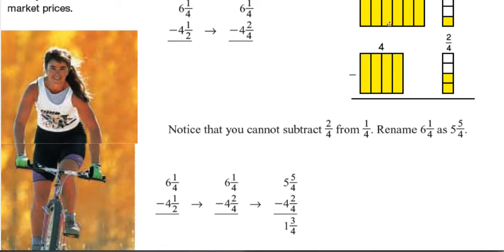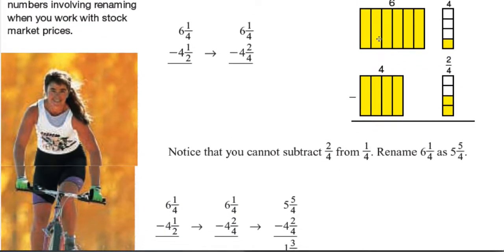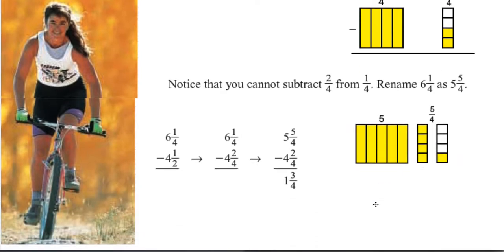So we have that 6 1/4 right here. Look at this, the 6 1/4. One unit of the sixes has been divided into fourths. It is still 6 1/4, but now one of the sixes has been divided into fourths, and that's the reason why this becomes 5 5/4.